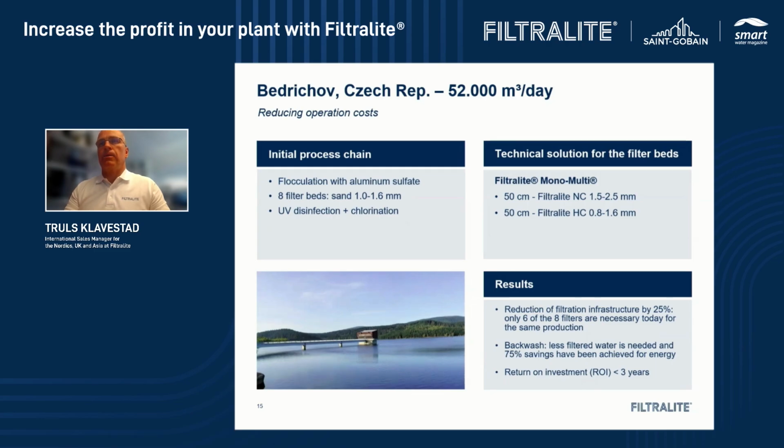But they said that we don't need higher production. We have 8 filters, and we have enough capacity. We can run faster, and we have enough. But still, they changed to Filtralite to reduce the operating cost. So what they did was that, instead of having 8 filters in operation, they could reduce to 6 filters in this case.